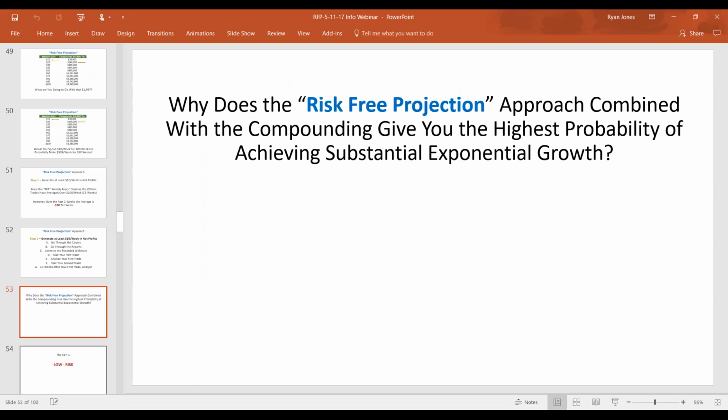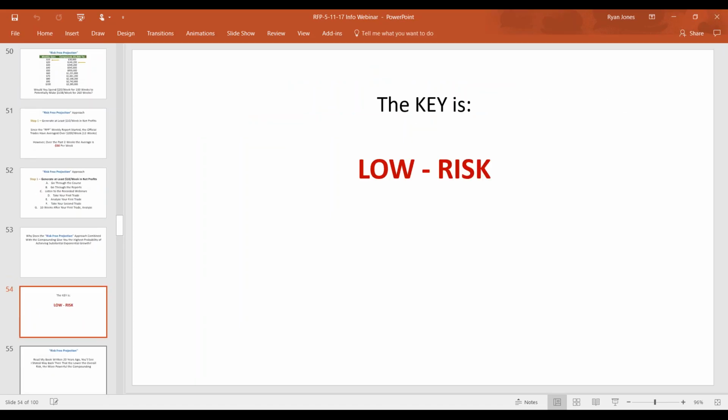Now, why does the risk-free projection approach combined with the compounding give you the highest probability of achieving this substantial exponential growth? And the key is not what most people think it is. Most people think about the profits. They look at the profit potential first, and the risk second. Well, I'm telling you, I learned very early on that you need to look at the risk first. Risk, that's the key. If you understand the risk, if you properly manage the risk, if you properly prepare for the risk, then the profits and the success will eventually come.